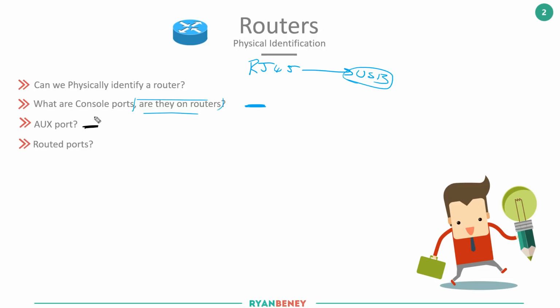Routed ports. What do I mean when I say routed ports? Well, they have layer 3 capabilities. We could put an IP on that interface, we could actually create sub-interfaces on it and terminate VLANs, like terminate a trunk to it, or we could configure routing on that port.